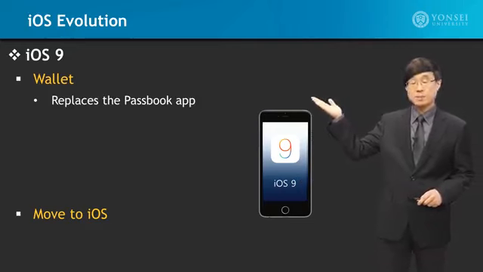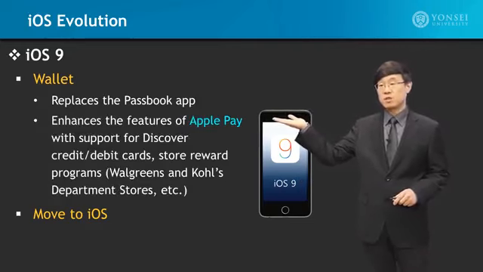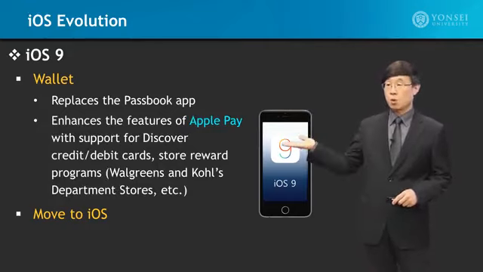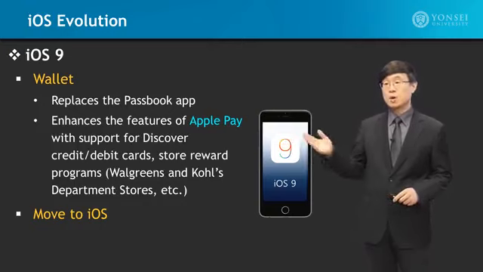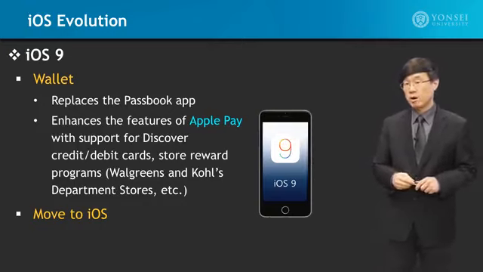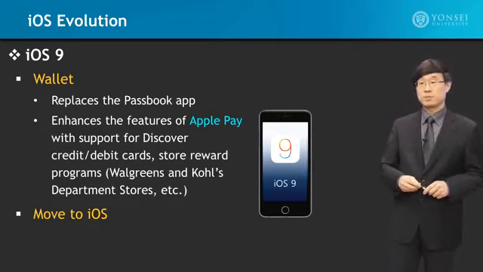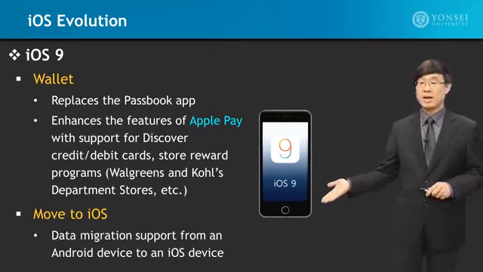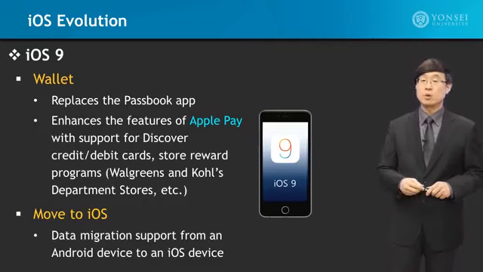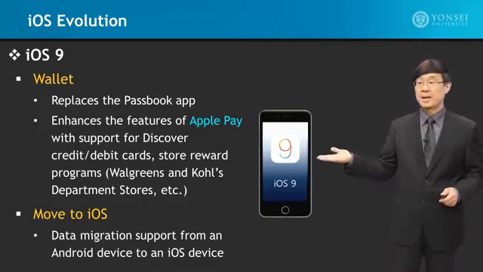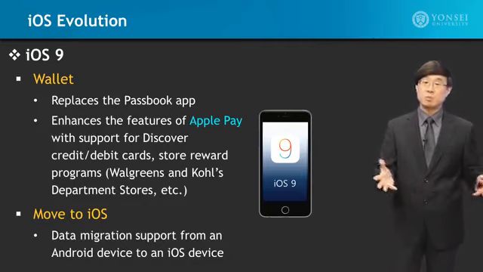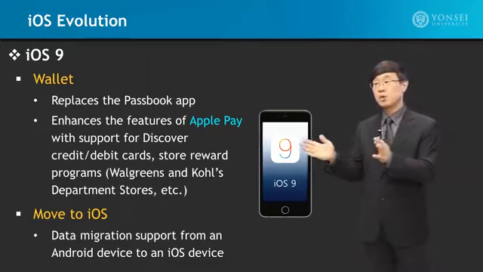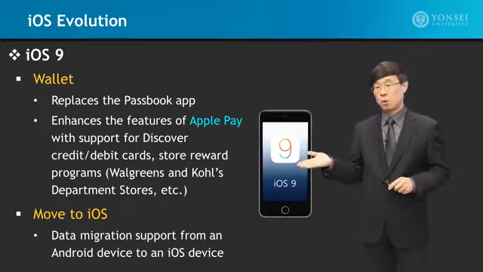Wallet replaces the Passbook app. And it enhances the features of Apple Pay with support for Discover credit cards and Discover debit cards, store reward programs, and other things. This was a win-win situation for Discover credit cards and the iOS 9 Wallet features. Move to iOS made it easier to migrate from an Android device to an iOS device. So if you were going to purchase an iPhone or an iPad, then Move to iOS would be able to pick up the data and your preferences as well as some possible apps and then move it over easily to your new iPhone or iPad.